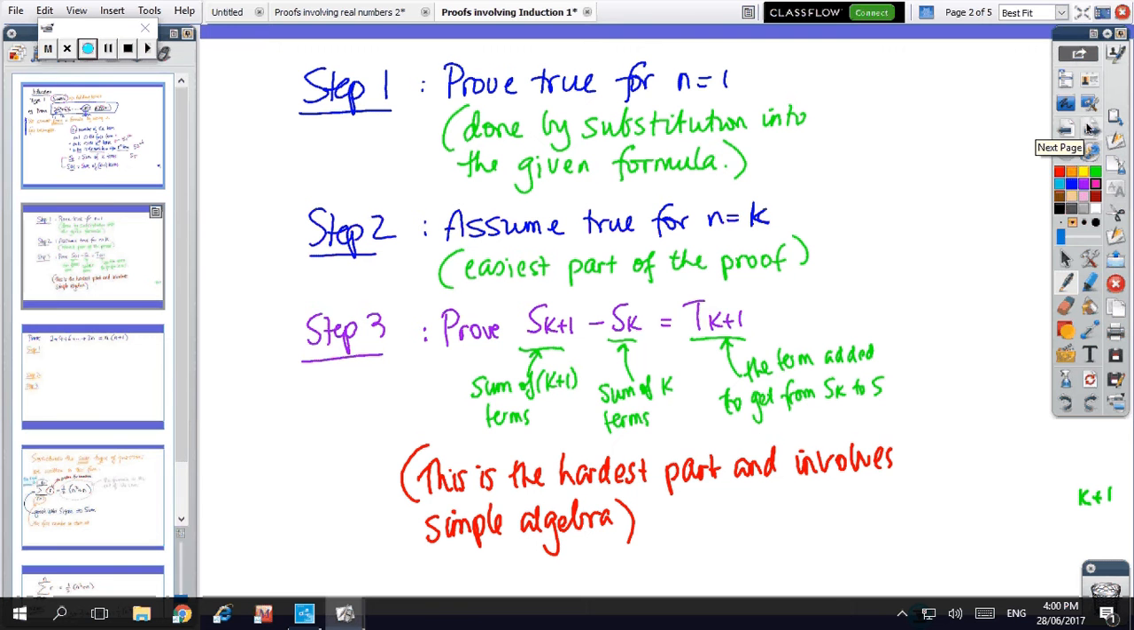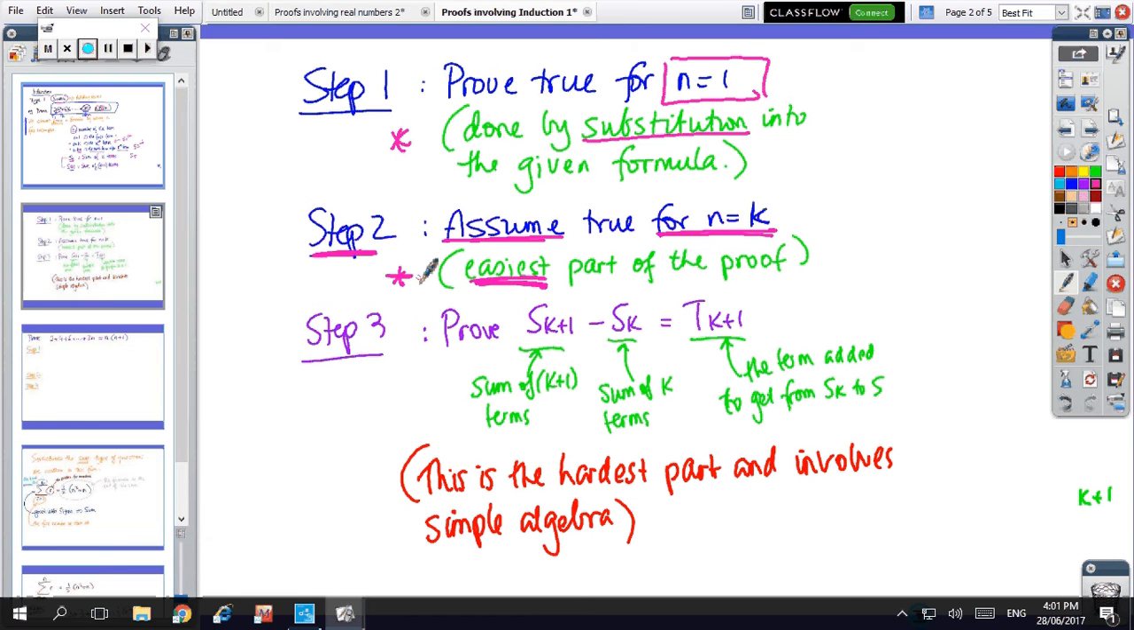Okay, so here are the 3 steps. And you just have to follow these steps. You prove it's true for n equals 1. And this is just done by substituting into the formulas, which you'll see in a sec. So step 1 is easy. Step 2 is the start of the mathematics. And what we do is we assume it's true for n equals k. And this is actually the easiest part of the proof. Like step 1 is easy, but step 2 is even easier. Okay, so they're the gimme steps. But step 3 is the maths.